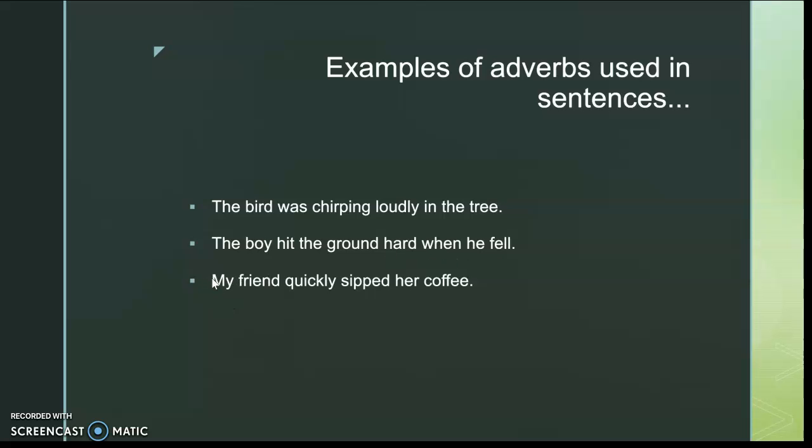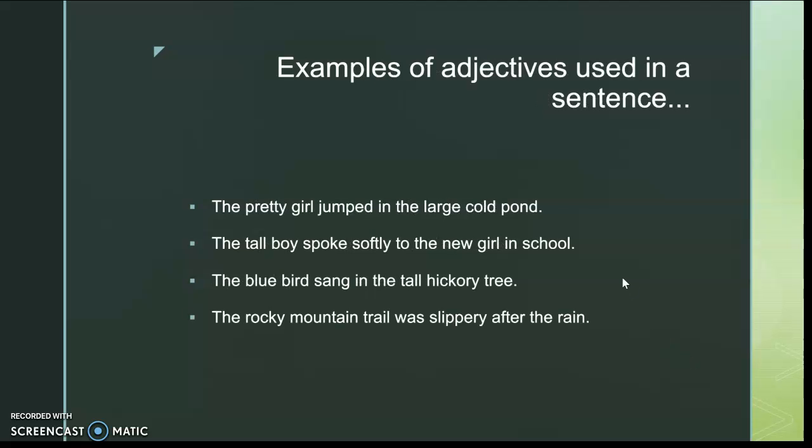Now our next sentence is, my friend quickly sipped her coffee. Okay, my friend did what? She sipped. Sipped how? How did she sip? Quickly. So these sentences give you some idea of how we can use an adverb to add some flavor or zest to our sentences, friends.